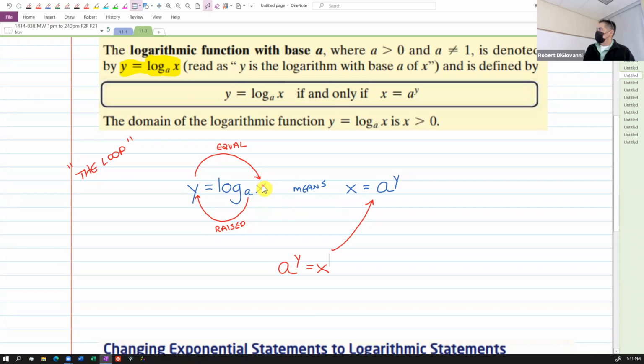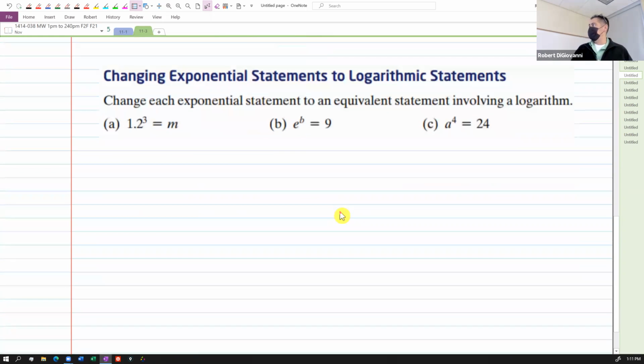So let's evaluate a couple of logs just to make sure we understand what's going on here. Look at these expressions. Look at this first one: 1.2^3 = m. What we would consider this to be is an exponential statement, because you have something raised to a power equals something. All of these have the same property. What we want to do is convert this, change it to a logarithmic statement.